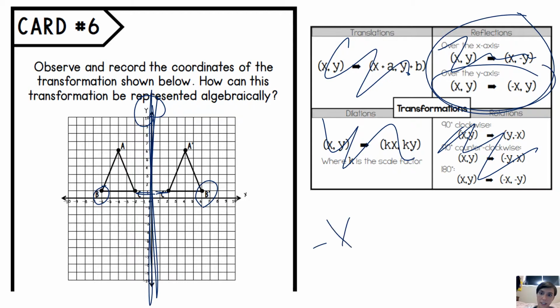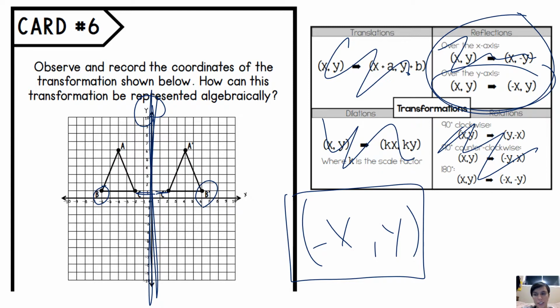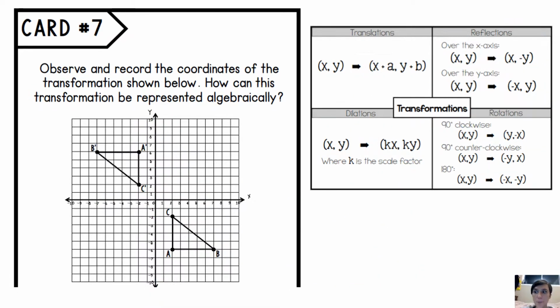So the answer is -x, y. When you flip over the y, you change the sign of the x. There are 12 cards total, by the way. Alright, observe and record the coordinates of this below. How can this be represented algebraically?